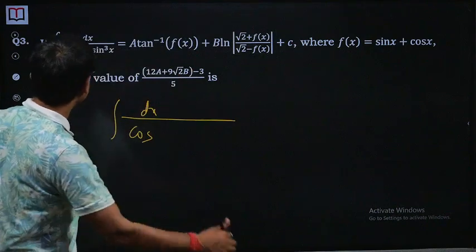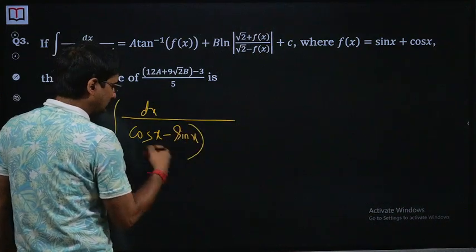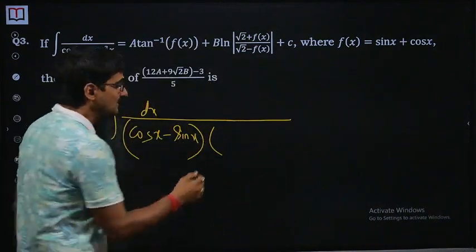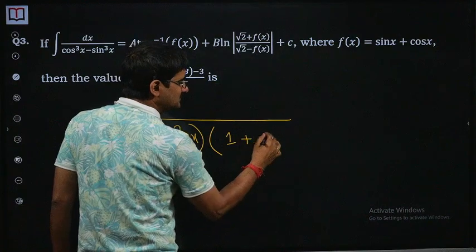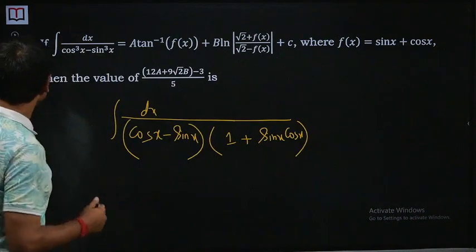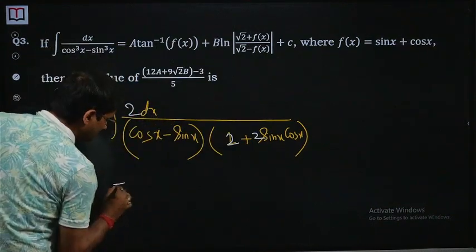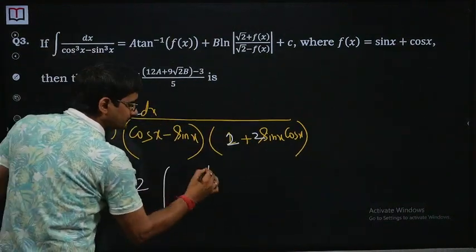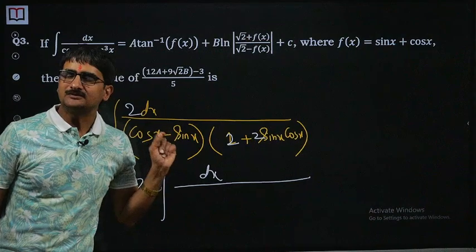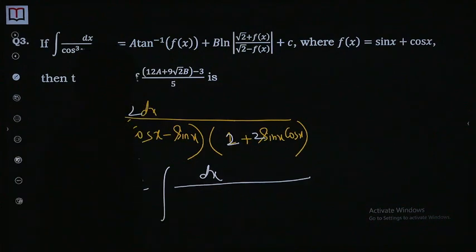How did I start? I started by factorizing it as a cube minus b cube, which is (a minus b) into (a square plus b square plus ab). A square plus b square is this, and ab is of course sin x into cos x. Then I try to express this, of course multiplying and dividing by 2, so this is 2 times dx upon... Now we know that this is nothing but sine 2x, so we can write it here.